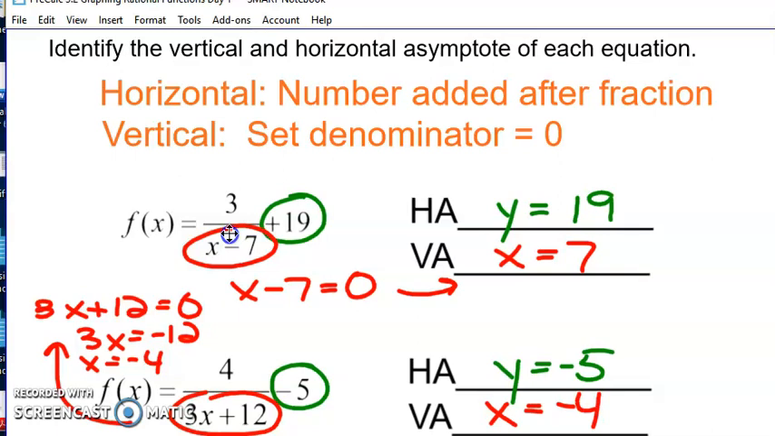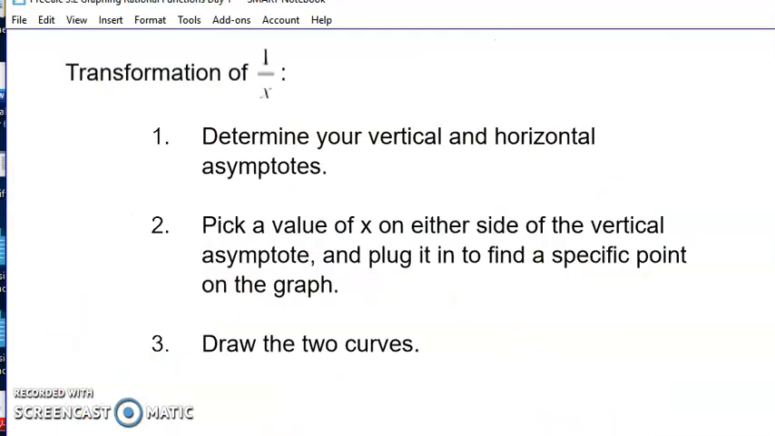And we would go ahead and graph it from there. So if we're graphing a rational function, these are the steps we're going to follow. The parent graph is 1 over x. So step 1 is determine your vertical and horizontal asymptote. That's what we were just practicing now. Second step, pick a value of x on either side of the vertical asymptote and plug it in to find a specific point on the graph. And you're going to draw two curves. By either side, we mean one on the right side of the vertical asymptote and one on the left side.